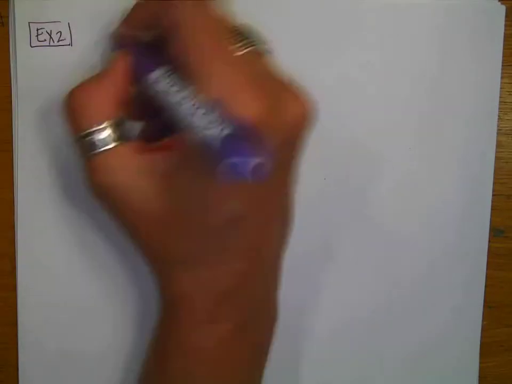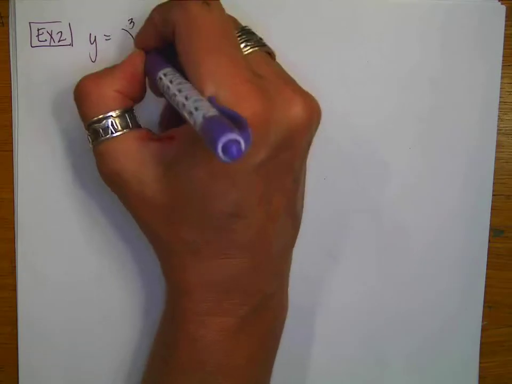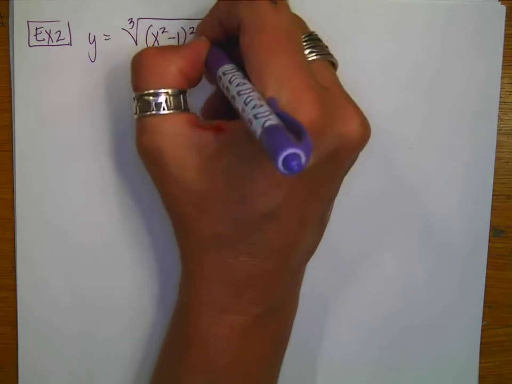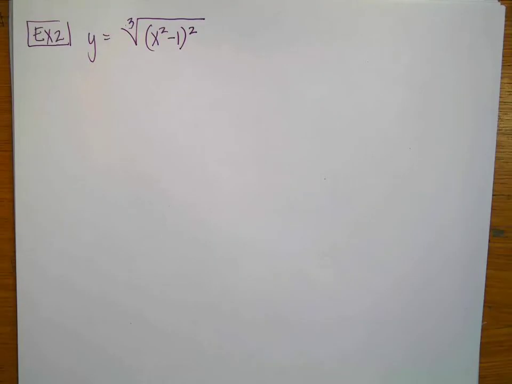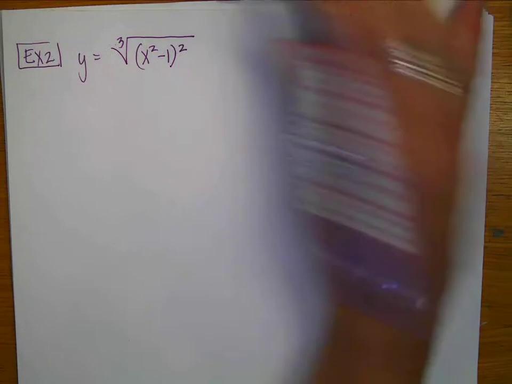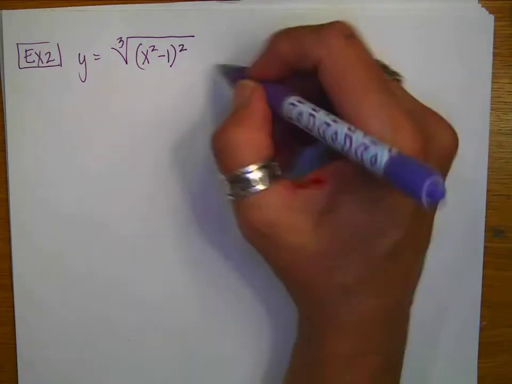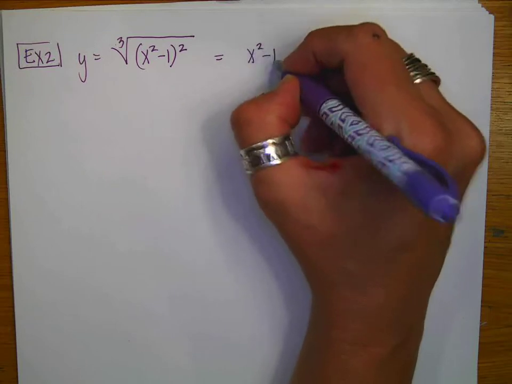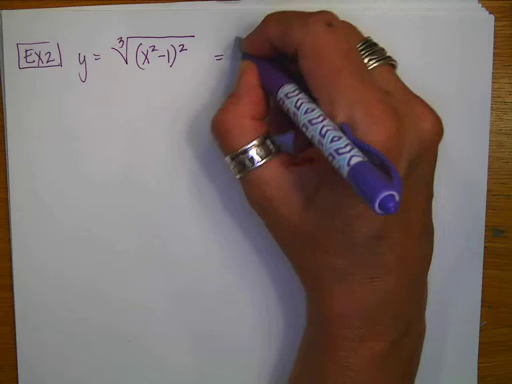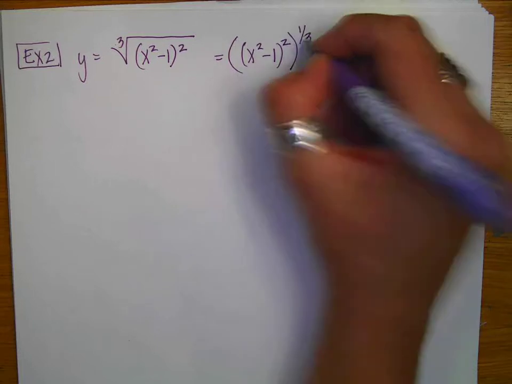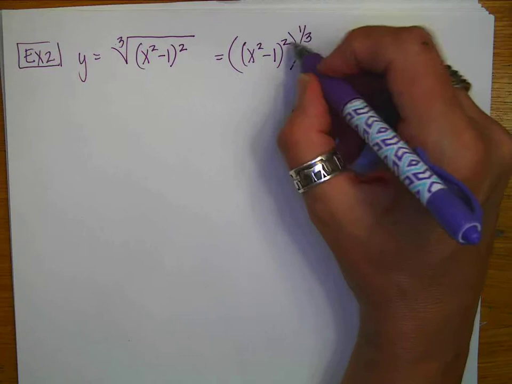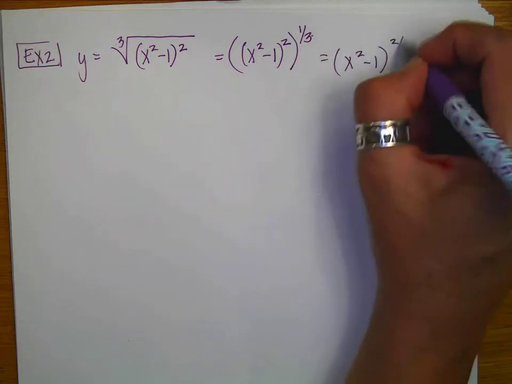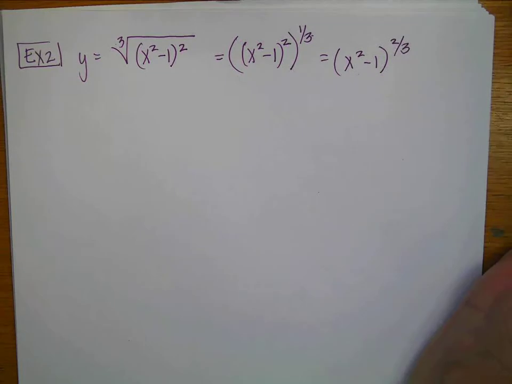Example number 2. y is going to equal the third root of (x squared minus 1) squared. So this one has 2 chains. Okay, so I'm going to, actually it's 1 chain, but I'm going to rewrite it. I'm going to write this as (x squared minus 1) squared raised to the 1/3 power. And remember, a power to a power is multiplied, so this is (x squared minus 1) to the 2/3 power.